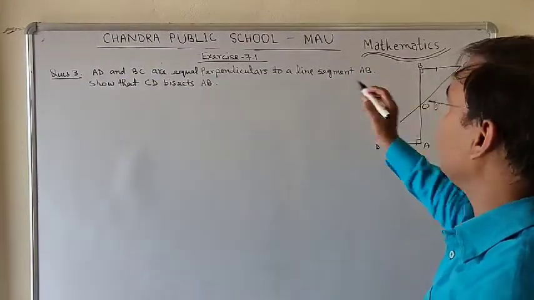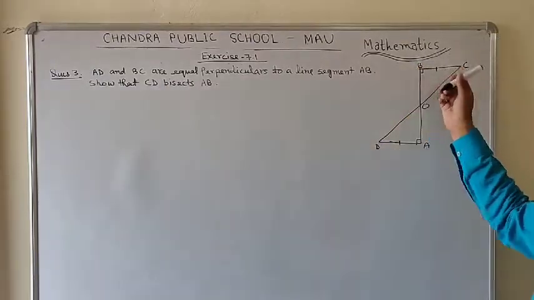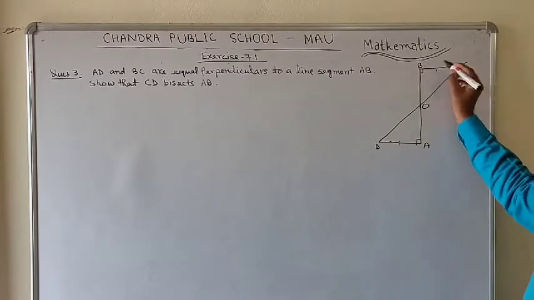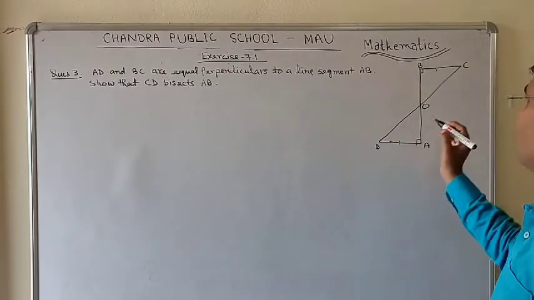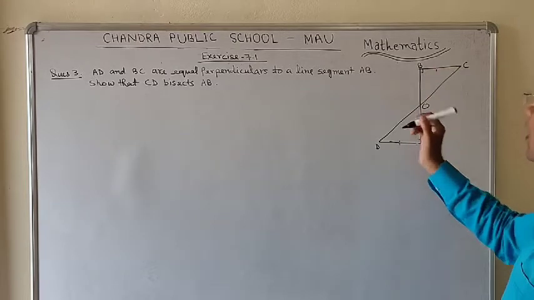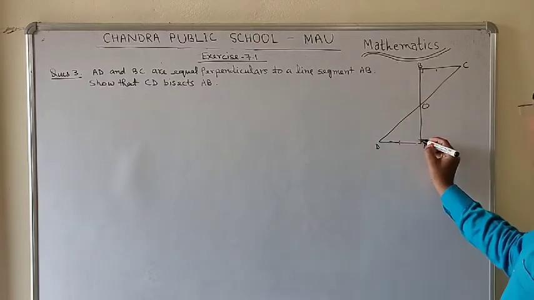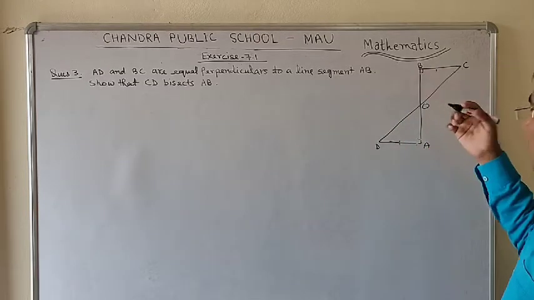In the diagram it is given that AD and BC are equal perpendiculars. AD and BC both are equal, and both are perpendicular. Perpendicular means 90 degrees. So both are perpendicular to the line segment AB. Here it is 90 degrees and here it is also 90 degrees.